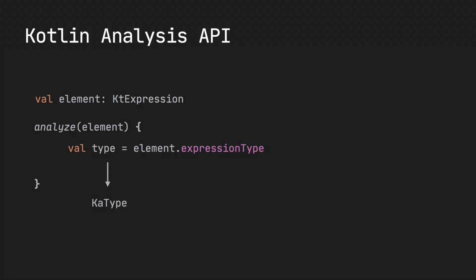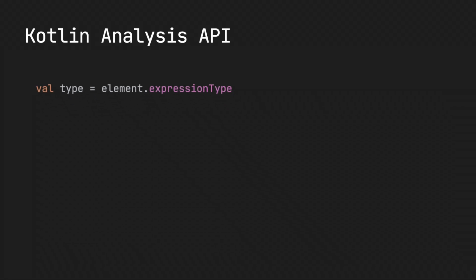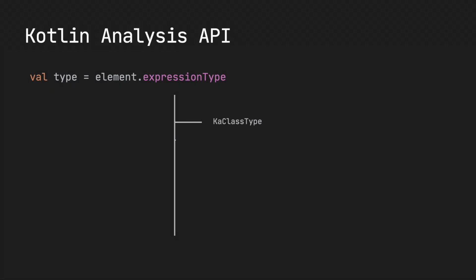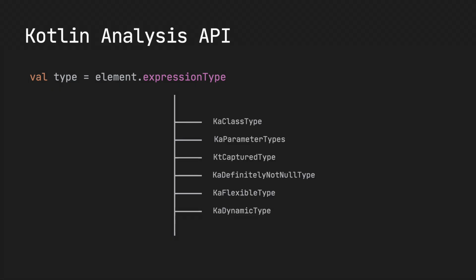I could grab the type information with this KA type. So the KA type is broken down into different hierarchies. KA type is the root, but there's also KA class type, parameter type, a capture type. It all depends on the type of element that I am analyzing. I'm analyzing in this case a declaration, but what if I was analyzing a class or parameter? So it all depends. The type of KA type that I get is going to be dependent on the element, and these are the different variations of types of KA types that I could get.